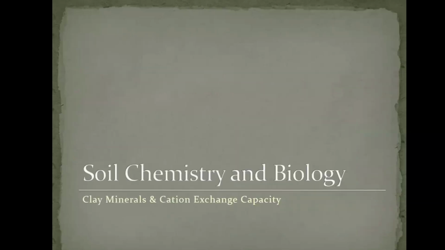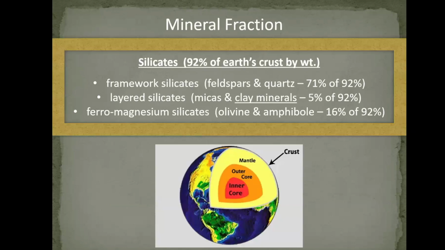So soil chemistry and biology here. Want to talk about clay minerals, mineral fraction. What do we have? Silicate minerals are about 92% of the Earth's crust. So we're talking a crust here, just a very thin outer surface here. So we know iron is the biggest component of the Earth, and that's like the inner core is almost all iron, nickel. But we're talking the crust. So 92% of the Earth's crust is silicates.